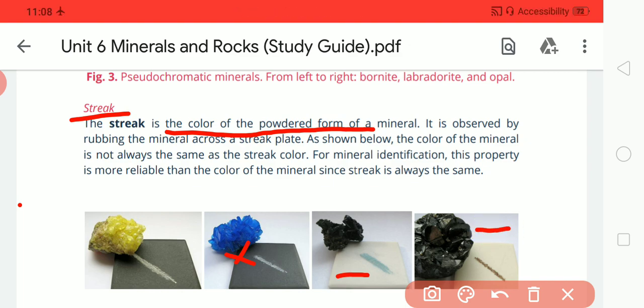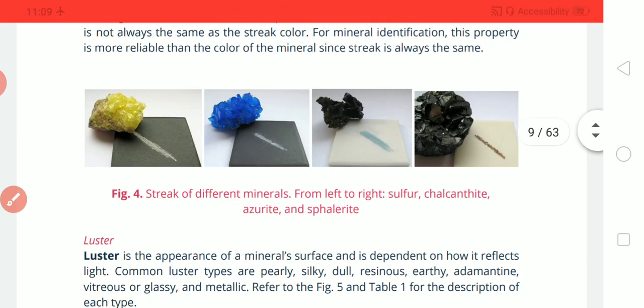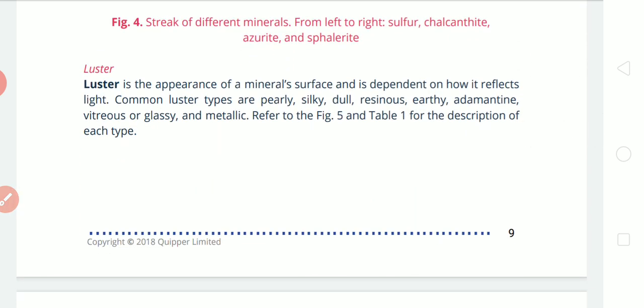Then same also with this one. Para nag-iiba yung kulay. So, ang isa ka color sa usa ka minerals na atong ma-observe, lahi na pud ang color sa iyang powdered form. In order for us to identify the color of its powdered form, we need to use a streak plate. Kasi nga, dun lang yung makikita natin, in that instrument or device, makita nato kung unsa jud ang color sa iyang powdered form. So for mineral identification, this property is more reliable than the color of the mineral since streak is always the same. Compared to using the color of the mineral, streak is more reliable on identifying the specific color of a certain mineral. Okay, so next one, we're done with the streak. Next physical property is luster.